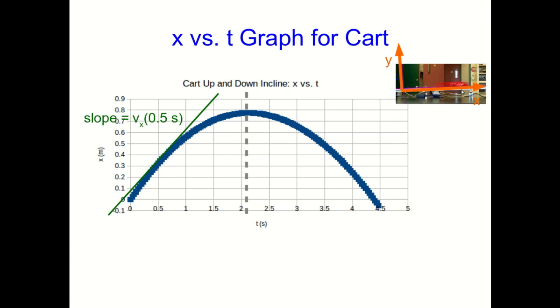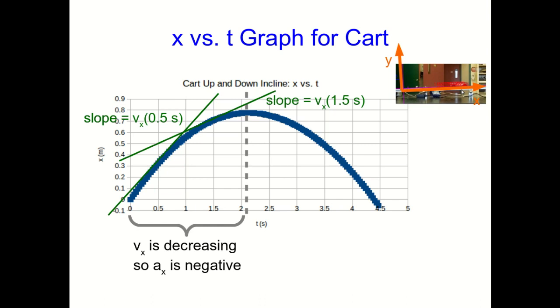Here, at 0.5 seconds, the slope of this line should be the x component of the velocity. That's an approximation of the tangent line. If you look a little later on, you see this slope. It's less steep. And so throughout that region, Vx is decreasing, and that tells us that Ax is negative.